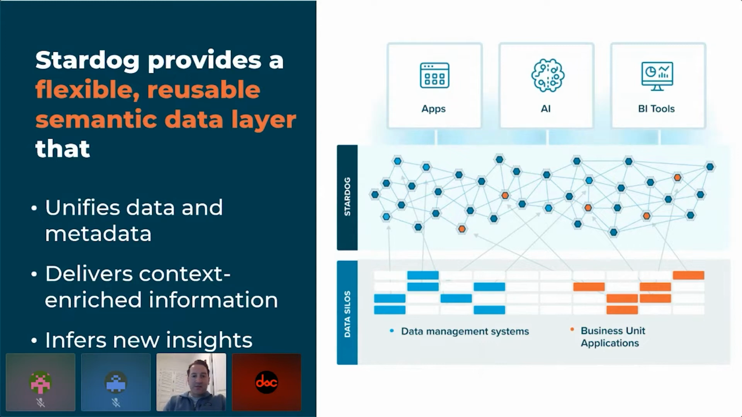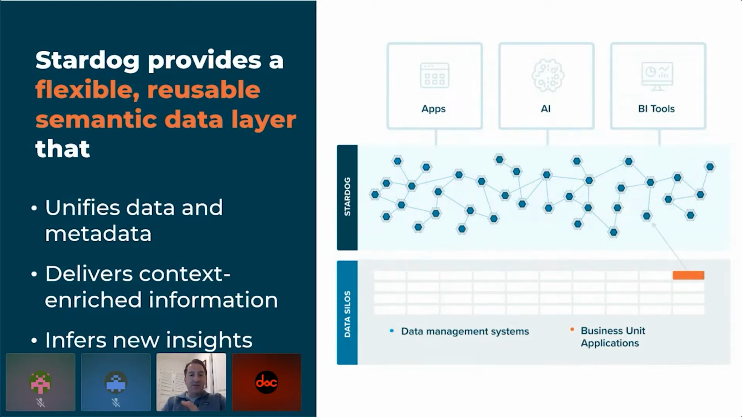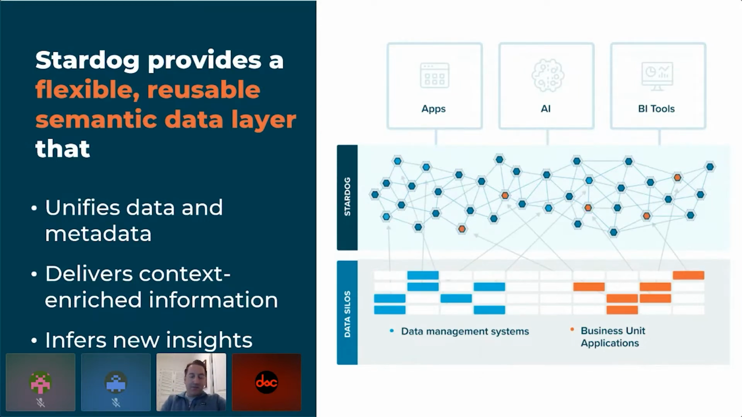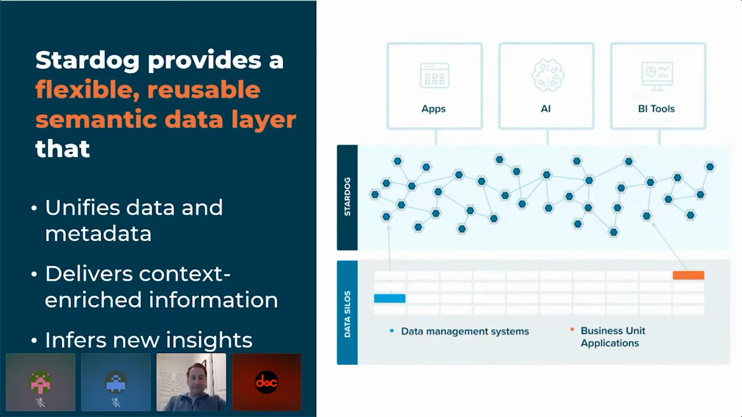So that brings us to Stardog. What is Stardog? Well, from my perspective, Stardog is a flexible, reusable semantic data layer that helps customers, data scientists, enterprises, whoever it may be, to unify data and metadata, even from data catalogs, business vocabularies, and disparate data sources. The goal is to deliver context-enriched information and capabilities to infer new connections across the data and uncover insights.